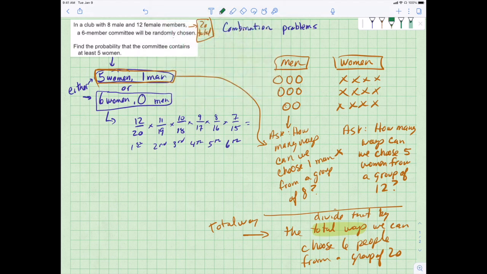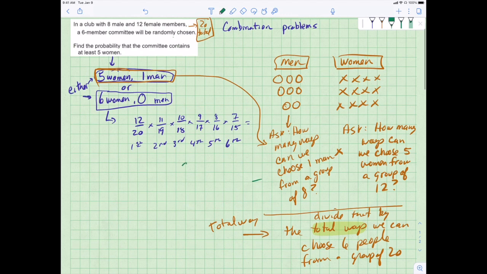So let's look at this. How many ways can we choose 1 man from a group of 8? Well, that's kind of easy. The answer is 8, right? You can choose this guy, or this guy, or this guy. The way that you can write that as a formula is you say 8 choose 1. Some people write it choose 8, 1. There's a number of ways to denote this, but we'll use this way of denoting it.